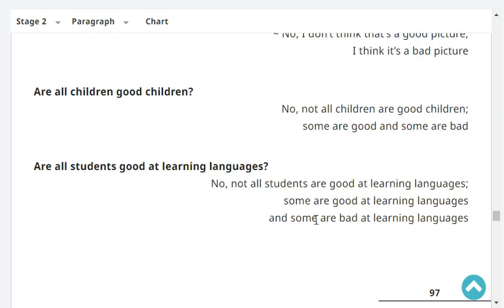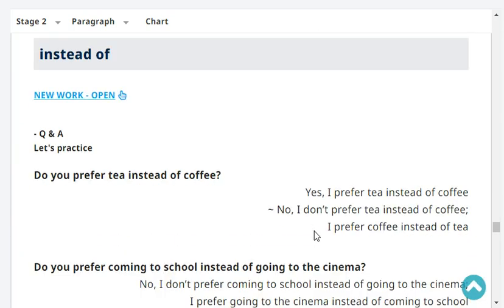Are all students good at learning languages? No, not all students are good at learning languages. Some are good at learning languages, and some are bad at learning languages. Very good. Okay, do you prefer tea instead of coffee?